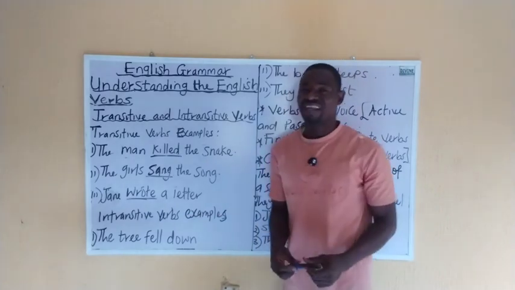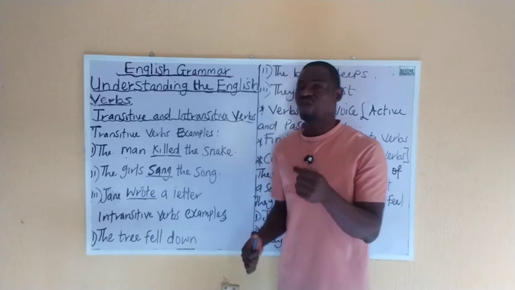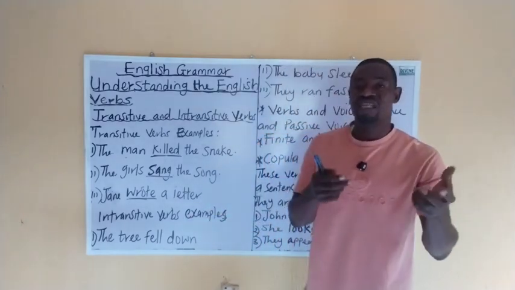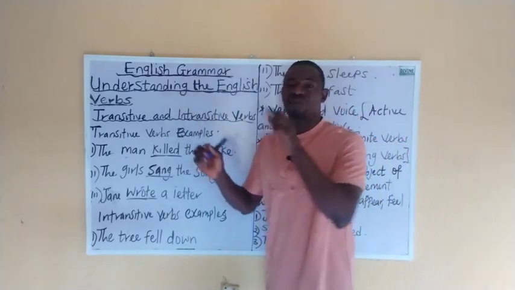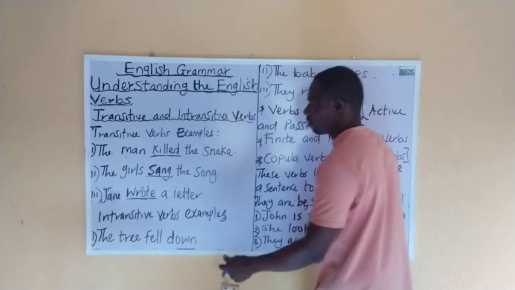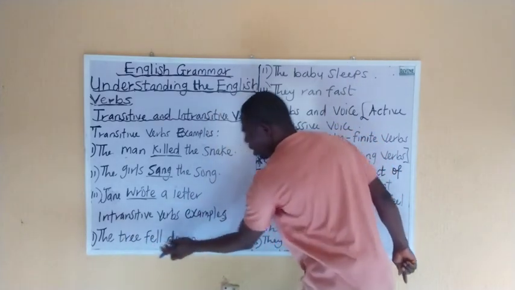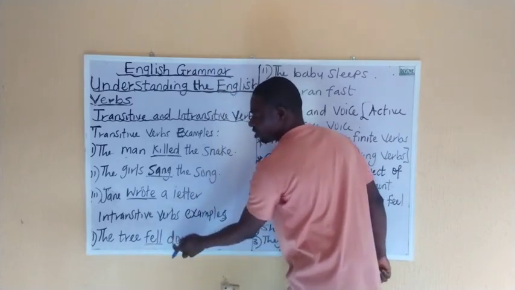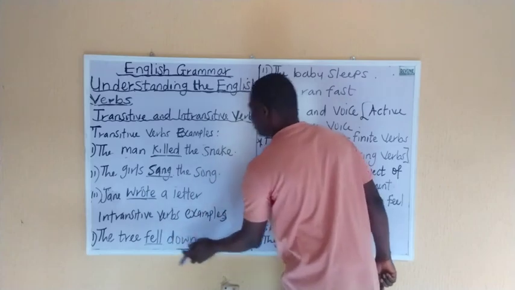Okay, on the other hand, intransitive verbs are those verbs that do not have an object. In other words, they may have a subject, a verb, and any other element, but there is no object. Example, the tree fell down. Fell is an intransitive verb because it does not transfer the action to an object.